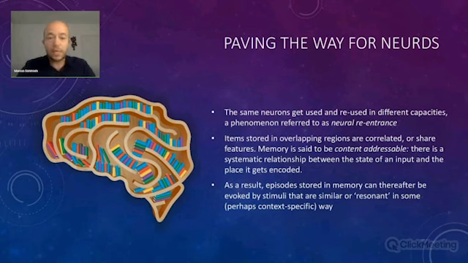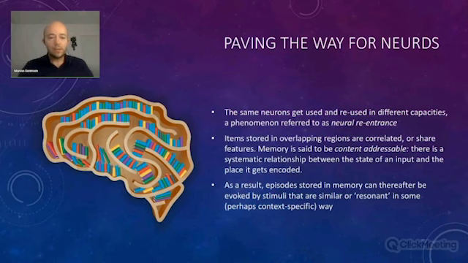So like I said before, the same neurons can get used and reused in different capacities. My grandmother's walking style might be another old lady's walking style. And this is a phenomenon called neural re-entrance. So the same neuron can be re-entered many times in our perception of the world. And just a bit more vocabulary here for you in terms of this neuroscience of particular neurons and their memory activations. Items are stored in overlapping regions when they're correlated.